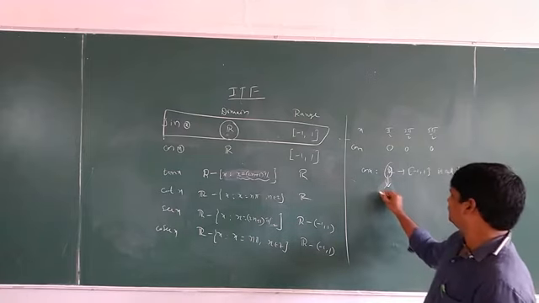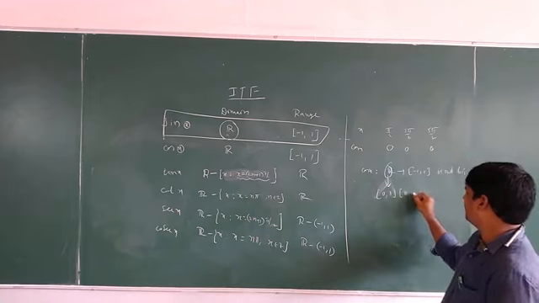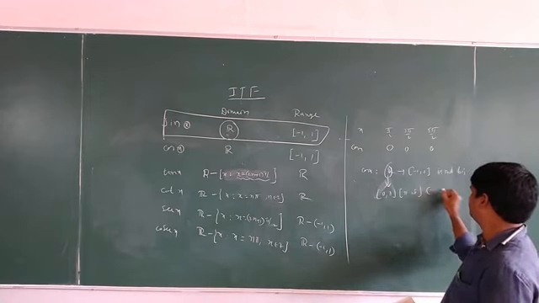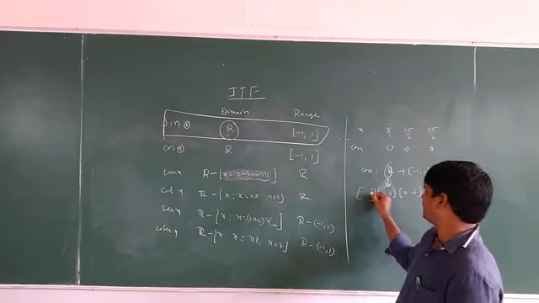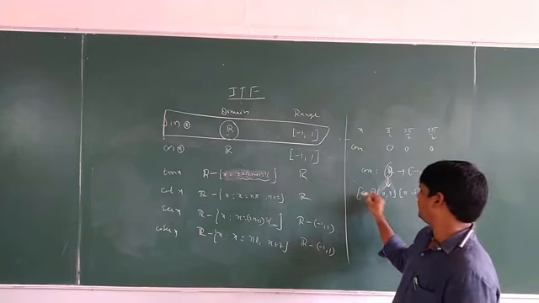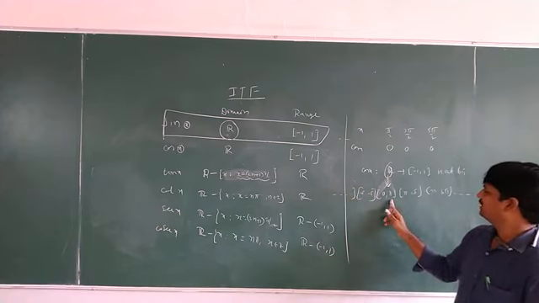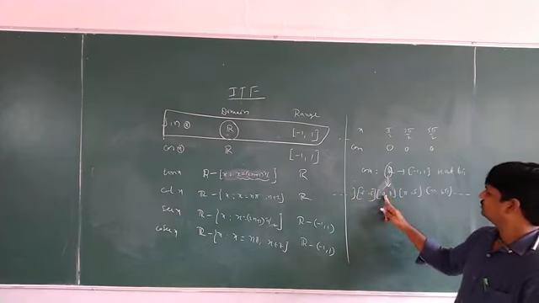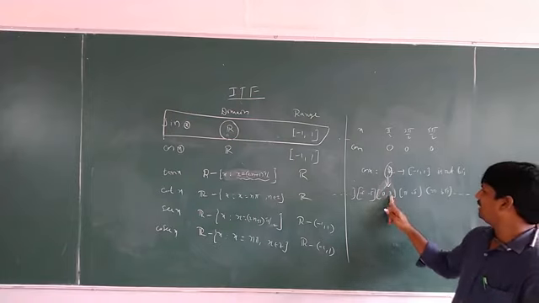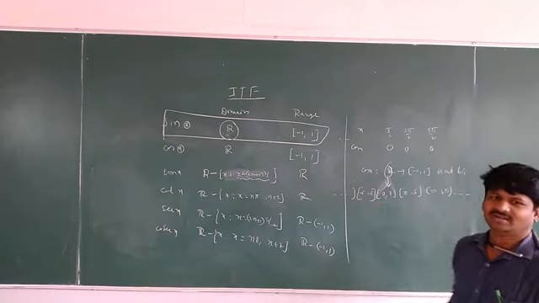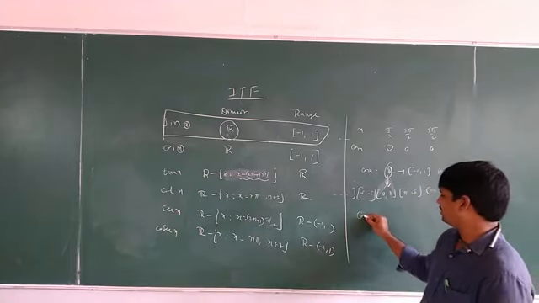Interval means how will it be? I will define intervals like this: 0 to pi, pi to 2 pi, 2 pi to 3 pi, and so on. Here also minus pi to minus 2 pi, and so on. Why do we define it like this? Just take this one: cos 0 is 1, cos pi is minus 1, so we get minus 1 to 1 as the range.